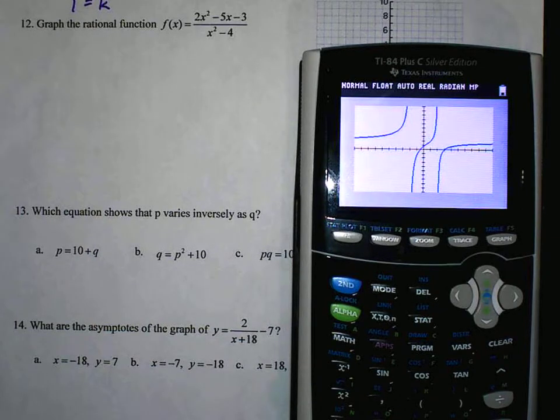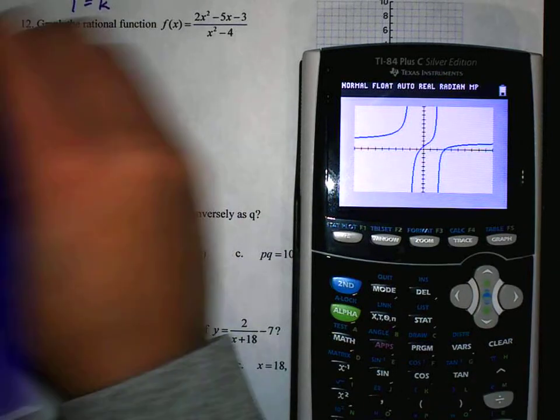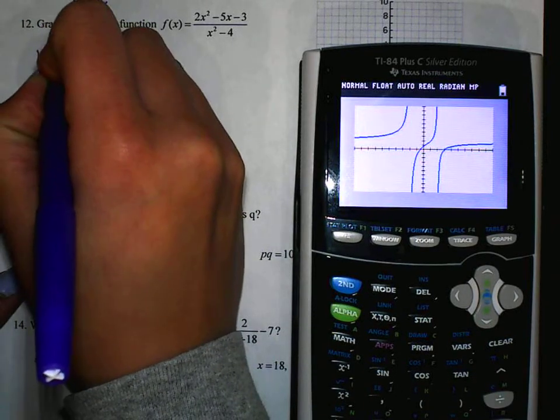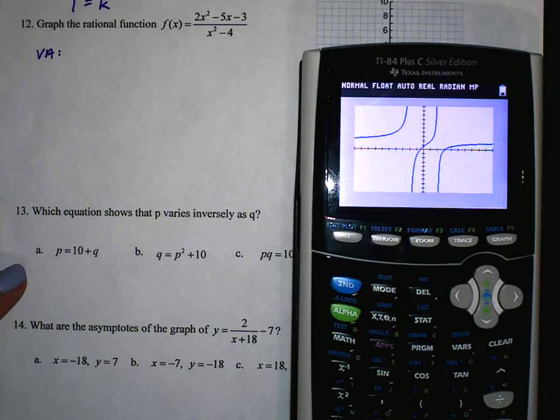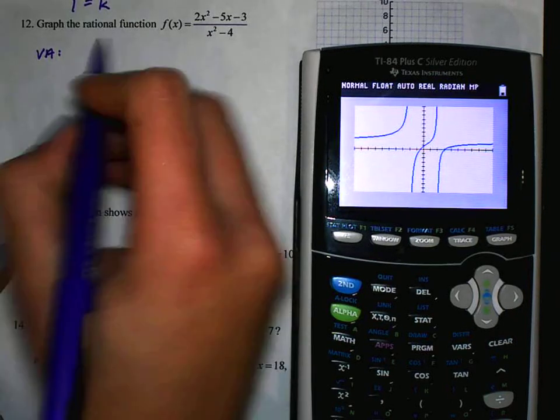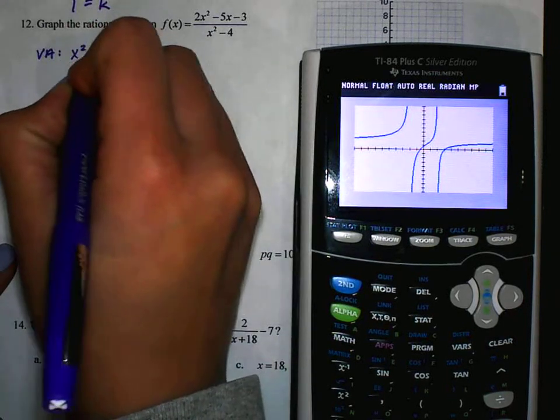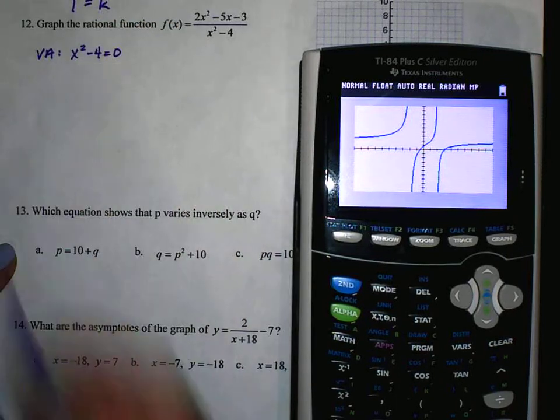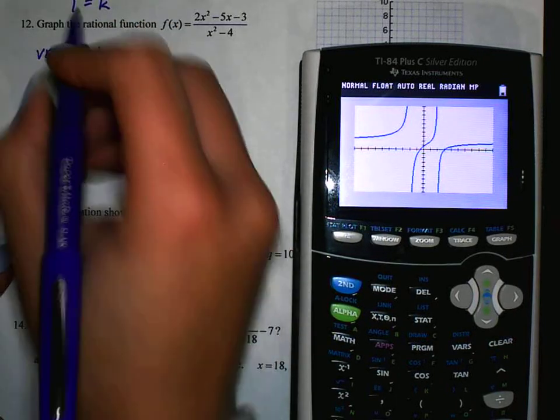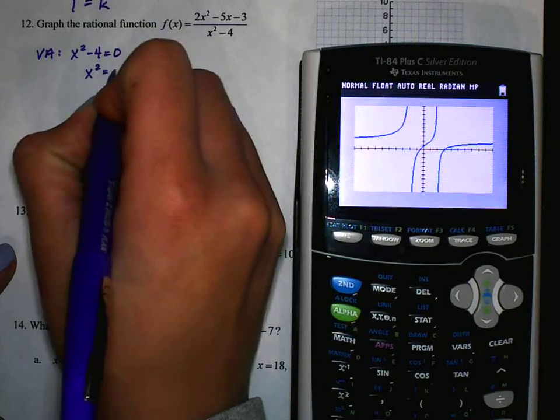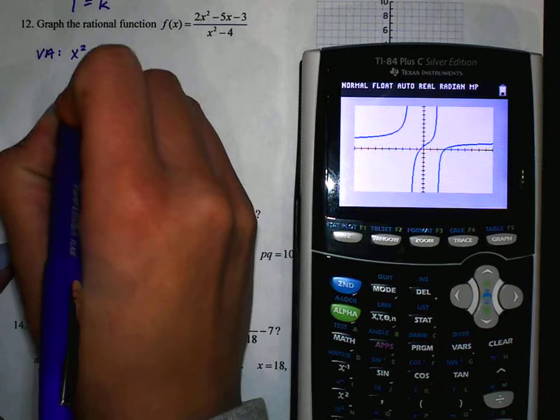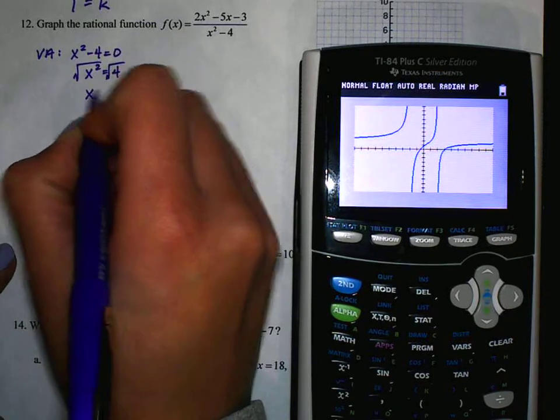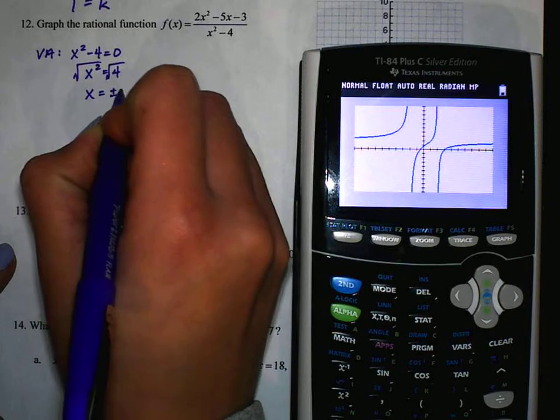Okay. So the next step is actually to take a look at what your vertical asymptote is and what your horizontal asymptote is. So vertical asymptote, you set the bottom of your fraction equal to 0 and you solve for x. So this one I can just add 4 to both sides, square root both sides. And remember, when you square root something, it's plus or minus 2.